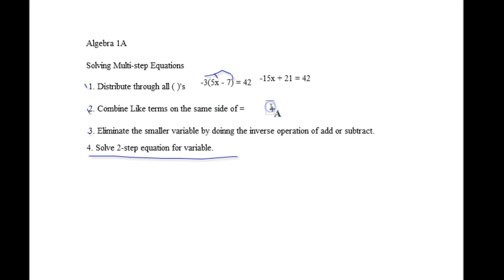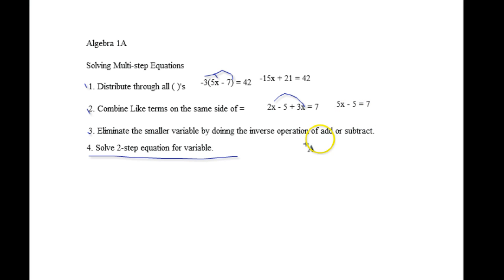Alright, now combine like terms on the same side. So let's say we had 2x minus 5 plus 3x equals 7. Let's say that you just had to combine like terms on the one side. If you notice right here, I have a 2x and a 3x. These are both positive, so I'm going to add them. And I'm going to get 5x minus 5 equals 7. Voila, I have another 2-step equation.